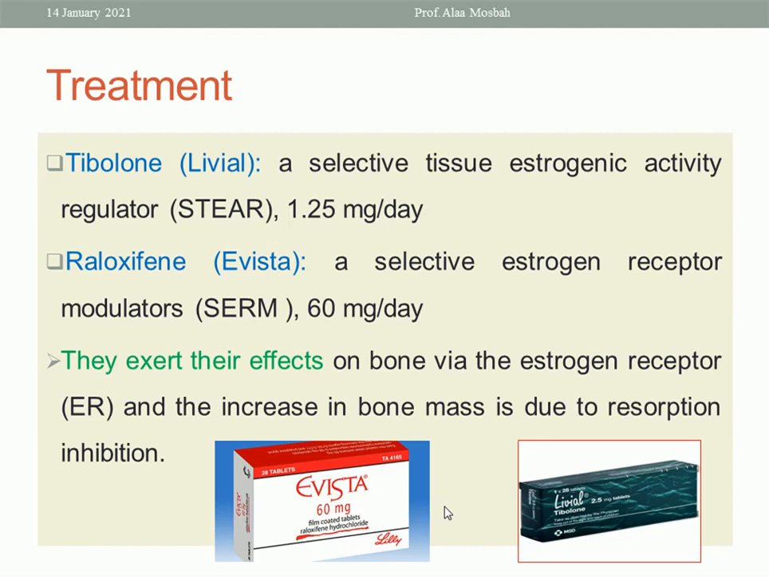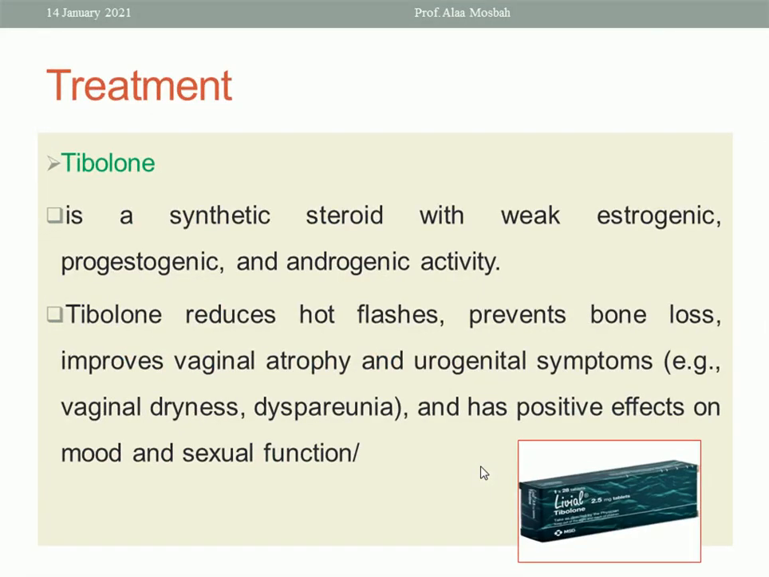Okay. But this is not the end of the story, because I have certain important side effects you should know about tibolone. First, you should know that tibolone is considered a group of drugs related to synthetic steroids, has a weak estrogenic, progestogenic, and androgenic activity.